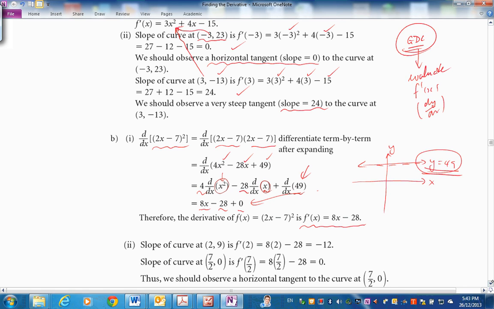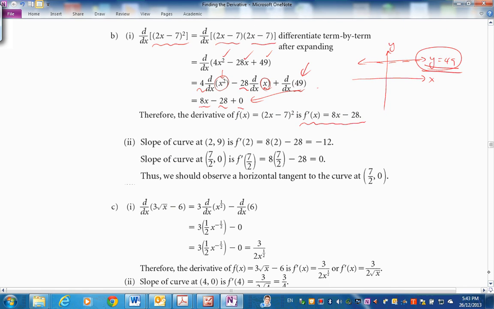Let's now use it to evaluate the slope of the curve, or the slope of the tangent. At (2, 9), you put 2 in the function. So it's 8 by 2, take 28, negative 12. Let's put in 7 over 2 in place of x. It's 8 times 7 over 2, take 28. The slope of the tangent to the curve, or the slope of the curve itself if you like, is 0. That means it should be horizontal.